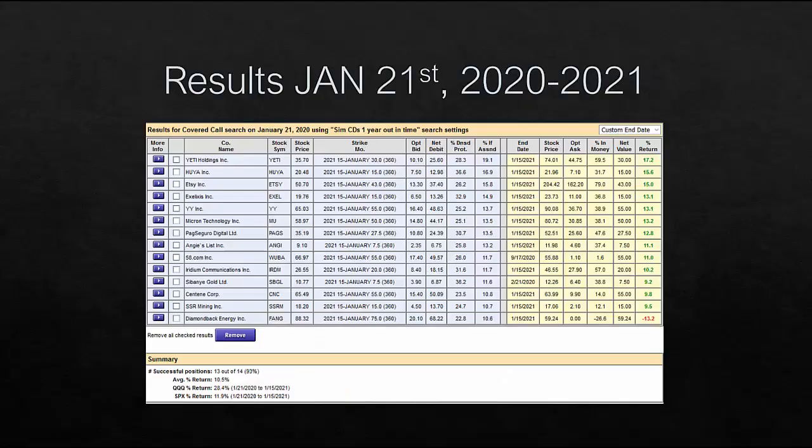Let's go to our last cycle. We would have run the simulated CD covered call screen again on January 21st, the Monday following the standard Friday expiration, looking for LEAPS in 2021. Again, we see Etsy in there, EXEL, Yeti's up there as well. And here we've got a 93% success rate. 13 out of 14 trades were successful. The big loss, of course, occurred on Diamondback Energy as a 13.2% loss.